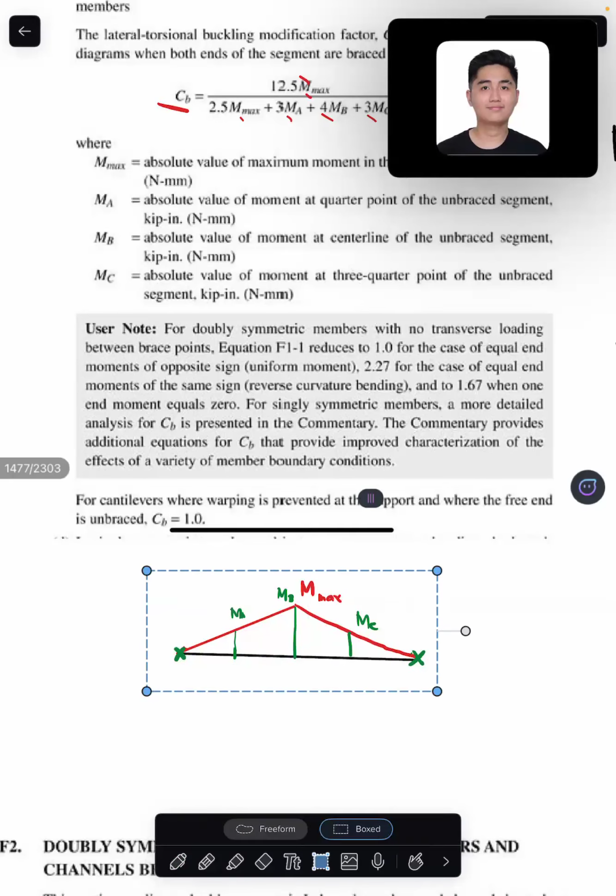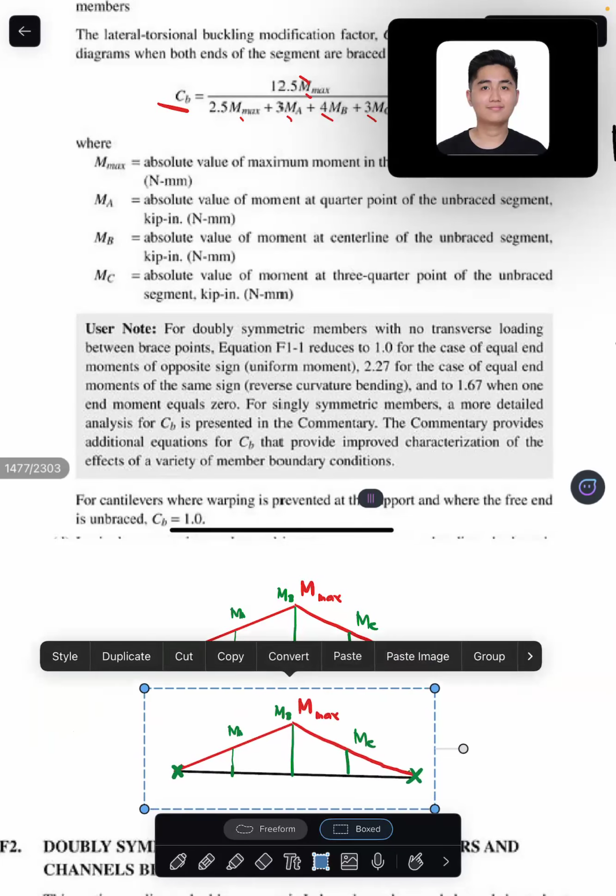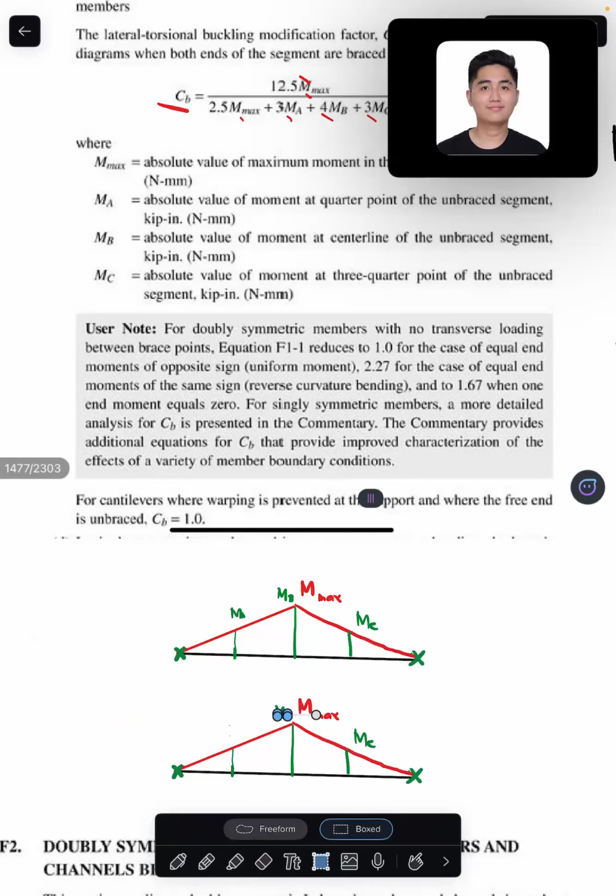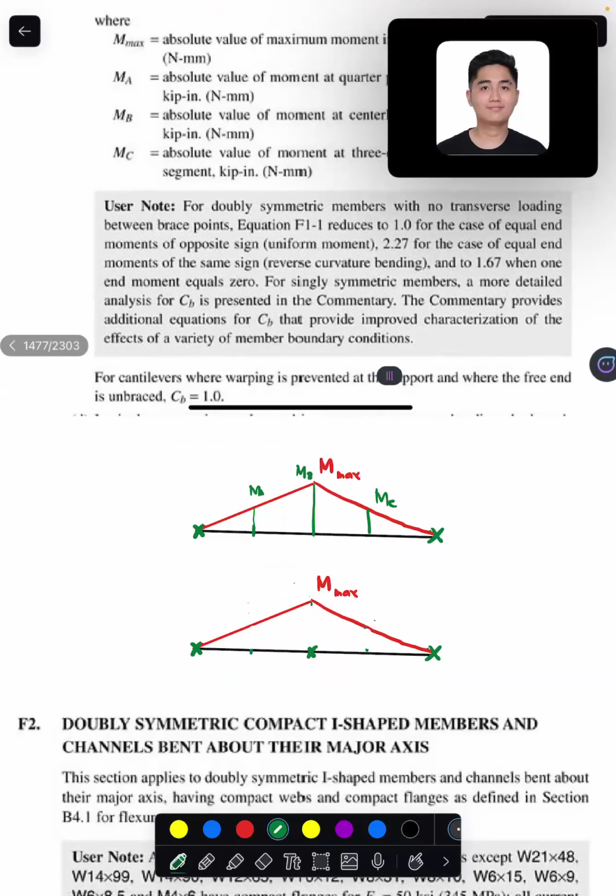Pero halimbawa, okay lang natin, then i-paste natin dito. Halimbawa, this time, ang nangyari is meron ka na ring lateral brace dito. May lateral bracing ka na diyan. Dinidisallow mo na yung movement diyan. Ito at saka ito na yung i-consider mo na tinatawag na unbraced length.